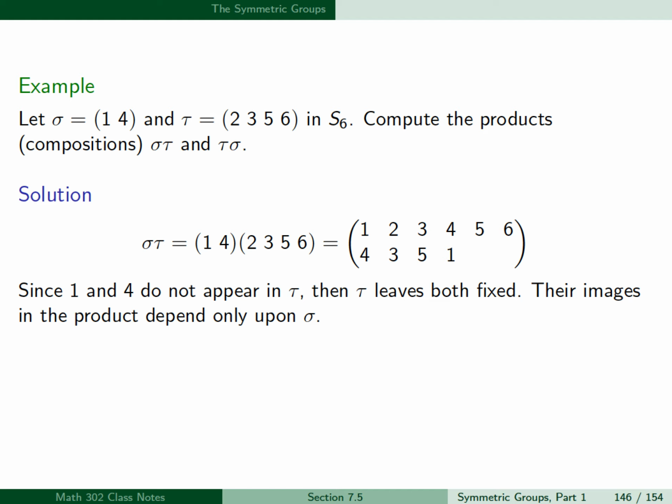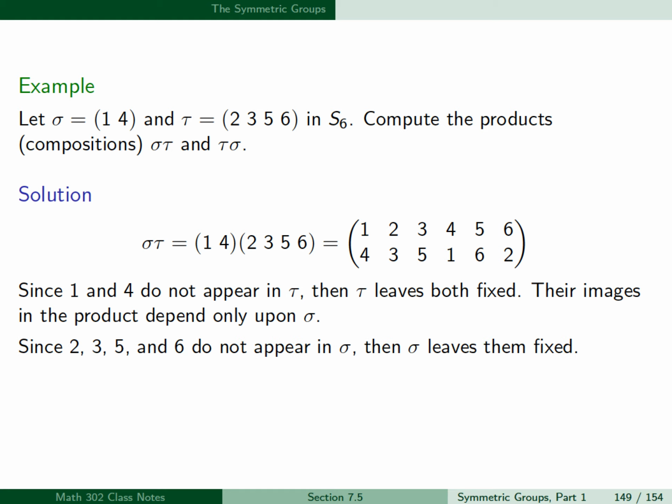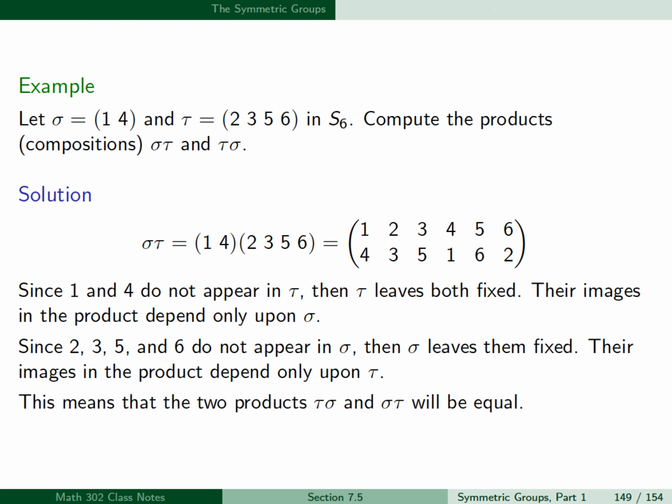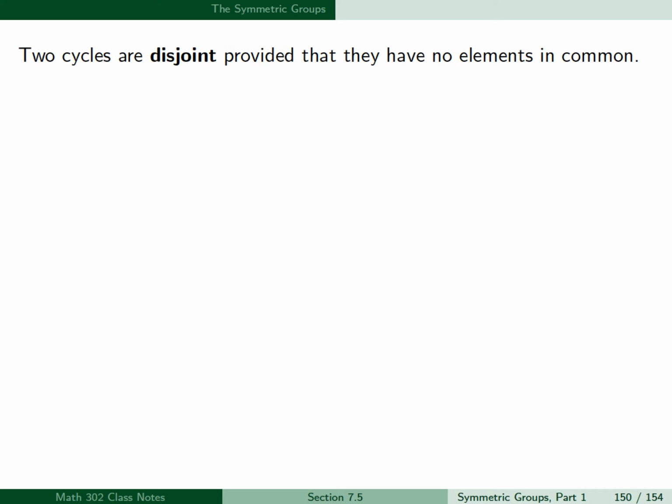And for 5, tau maps 5 to 6, and sigma leaves it fixed. So 5 maps to 6 in the product. And finally, tau maps 6 to 2, and sigma leaves 2 fixed, so in the product 6 maps to 2. So since 2, 3, 5, and 6 do not appear in sigma, sigma leaves them fixed. So their images in the product depend only upon tau. This means that the two products, tau sigma and sigma tau, will be equal.